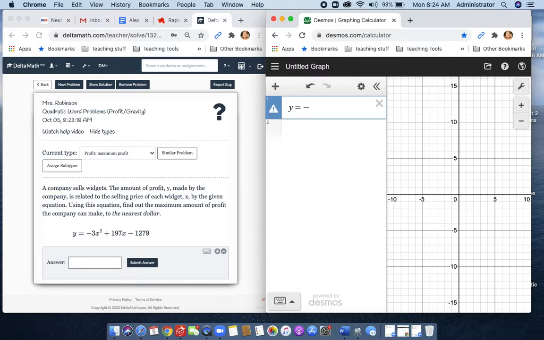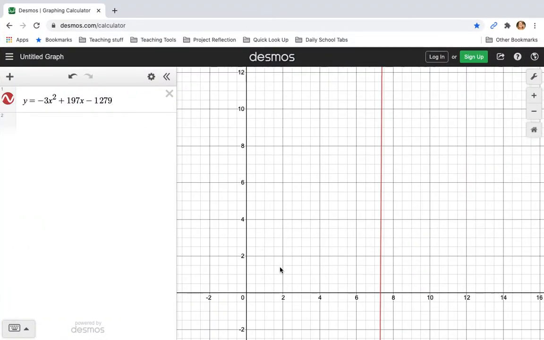Y equals negative. So what do we know? The A value is negative, so again it's going to open down. And we know that my y-intercept is my constant term, which tells us if we sell 0 widgets, they would be in the hole or in debt $1,279 for the cost of making that item. So let me go back here and type it in right. So y equals, let me make sure, negative 3x squared plus 197x minus 1279. So I'm good. I'm going to open this up and I'm looking again for my profit, which is y.